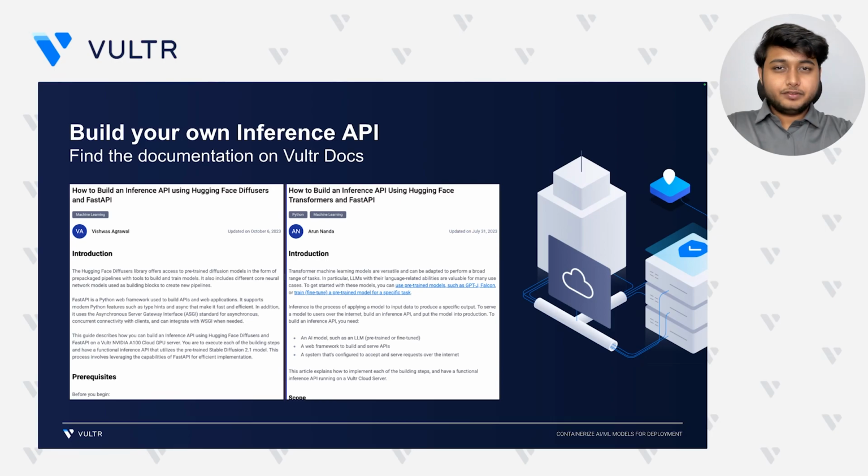In the previous slides, we talked about various pre-built solutions you can use to spin up an inference API, and you will see that in the demonstration coming up next by Mridul. But there is documentation available if none of those pre-built solutions fits your need. You can also build your own inference API and you can find the documentation for them on Vultr Docs. Here you can see two examples of building an inference API with Fast API, Hugging Face diffusers, and Hugging Face transformers. You can find the link in the description down below.